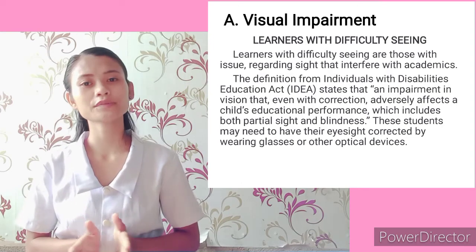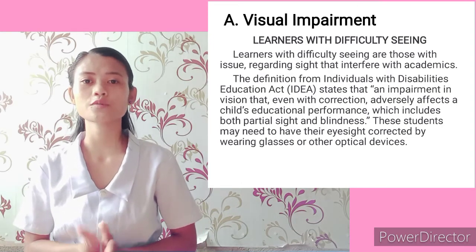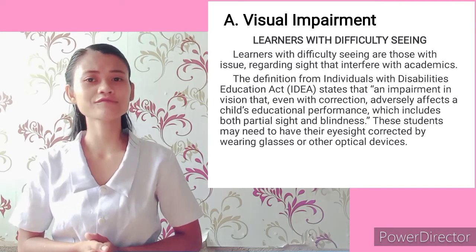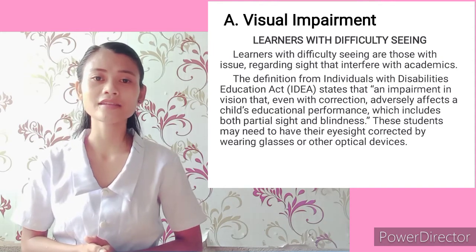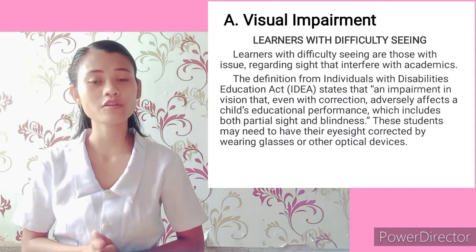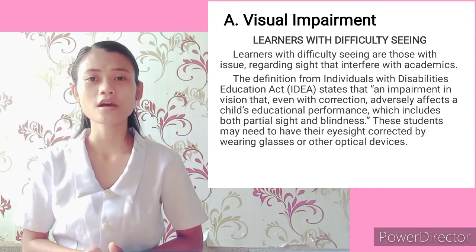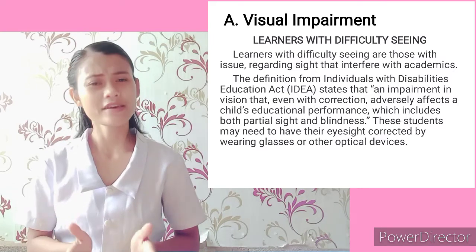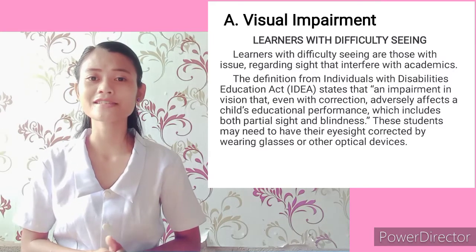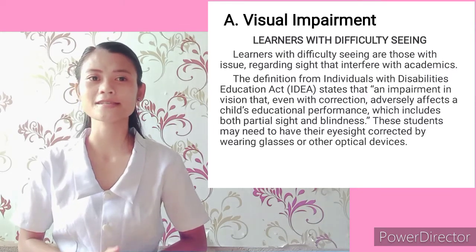So let's move on with the visual impairment. Learners with difficulty seeing are those with issues regarding sight that interfere with academics. The definition from the Individuals with Disabilities Education Act, IDEA, states that an impairment in vision, even with correction, adversely affects a child's educational performance, which includes both partial sight and blindness. These students may need to have their eyesight corrected by wearing glasses or other optical devices.